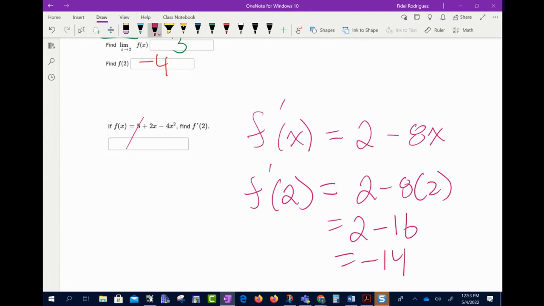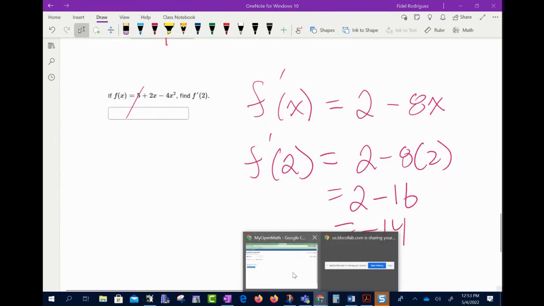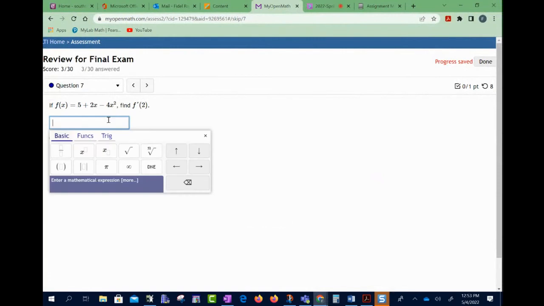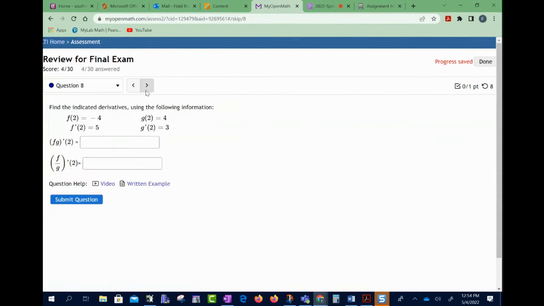So I should just be coming up with a negative 14, right? We should just be getting a negative 14. So let's try that here. So right here, you guys, I'm coming up with a minus 14. There we go. Okay. We're doing good so far. So hey, look, we're like halfway done. We're already on question number 8.